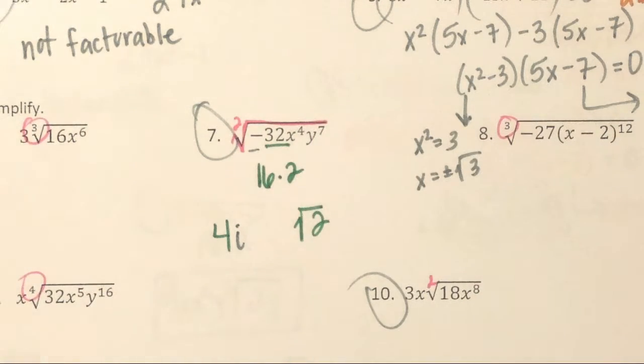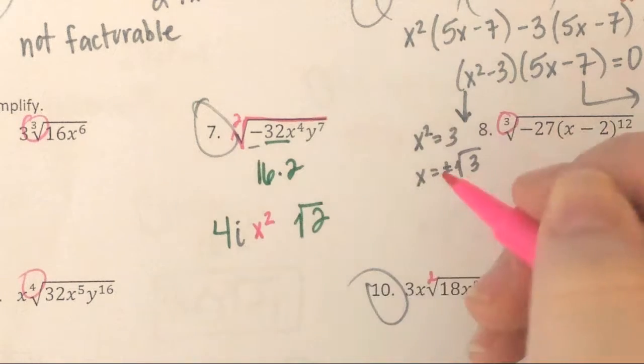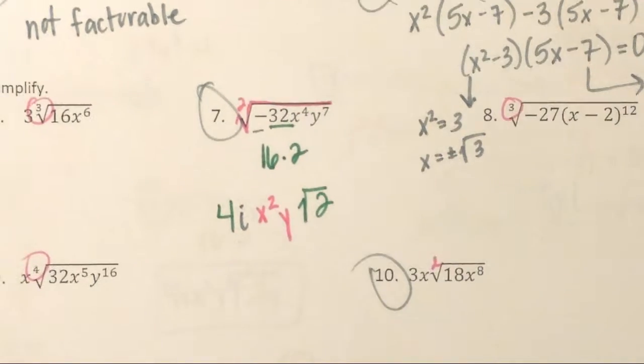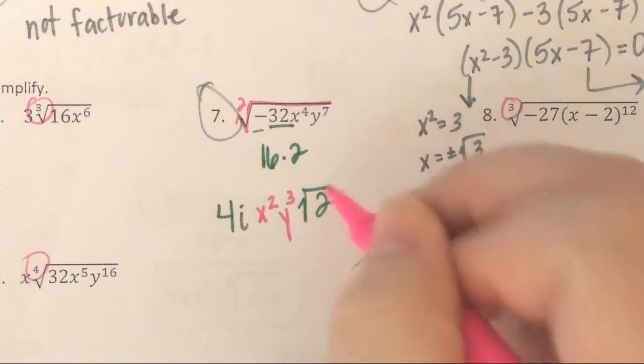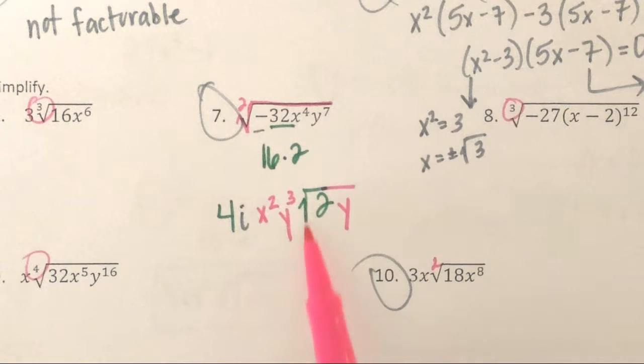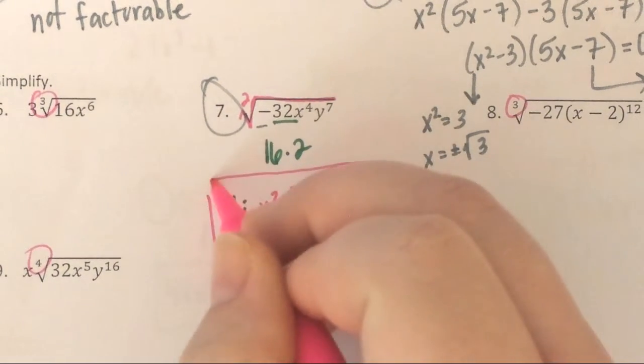Now to deal with the x to the 4th and the y to the 7th. Anyone but 5. X squared and what? And then the house has just a y. Perfect. So your answer should have a 4 and I, an x squared, a y to the 3rd all outside the house, and a 2 and a y under the house. Perfect.